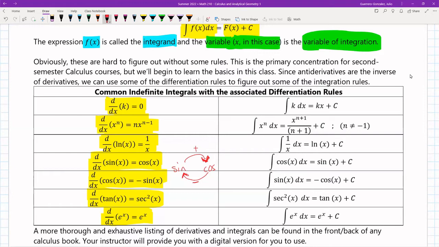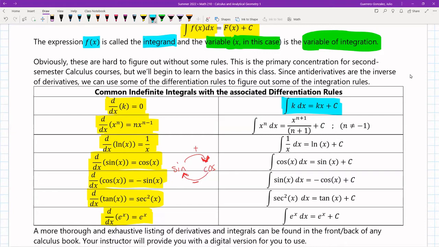Okay. So now let's go ahead and do the integration rules that are on the right-hand side. If you have a constant, right? If you have a constant, then the integral of that constant is going to be k times x plus c.